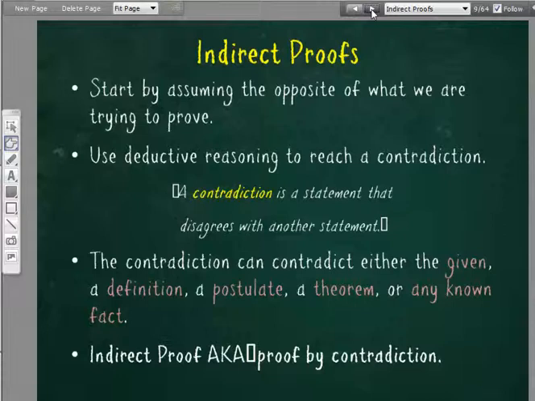So let's talk about indirect proofs. The first thing you're going to do with an indirect proof is start by assuming the opposite of what we're trying to prove. We're going to use deductive reasoning to reach a contradiction. And remember, a contradiction is a statement that disagrees with another statement. The contradiction can contradict either the given, a definition, a postulate, a theorem, or any known fact. Indirect proof is also known as proof by contradiction.